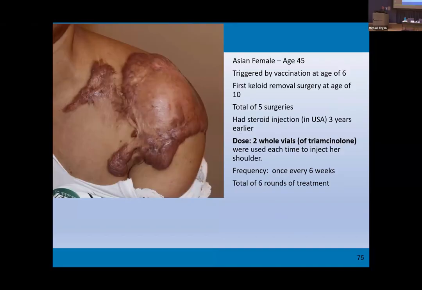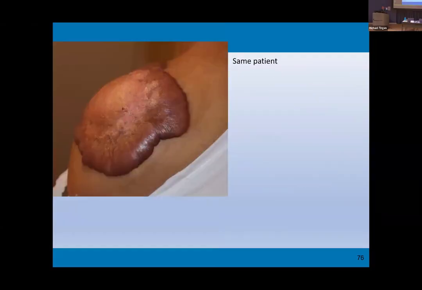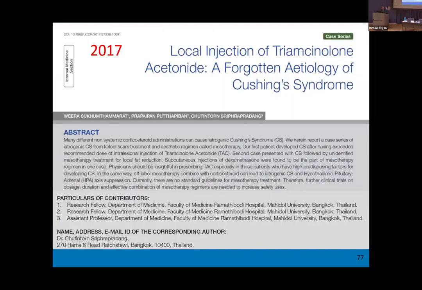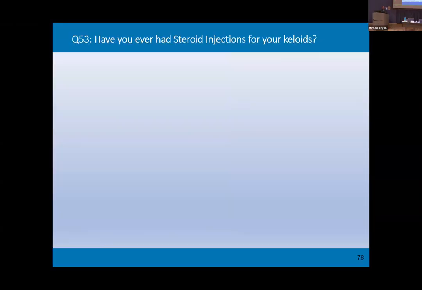This patient, the dermatologist injected 2 whole vials of triamcinolone into this large keloid. And the patient basically stopped because she didn't see a response. If you add up the dosage, she got anywhere between 600 to 2,400 milligrams of triamcinolone. The patient stopped because there was no response and her face started swelling up. And we do see some systemic side effects from injection of triamcinolone when we use these high doses. Obviously, Cushing's syndrome is one.